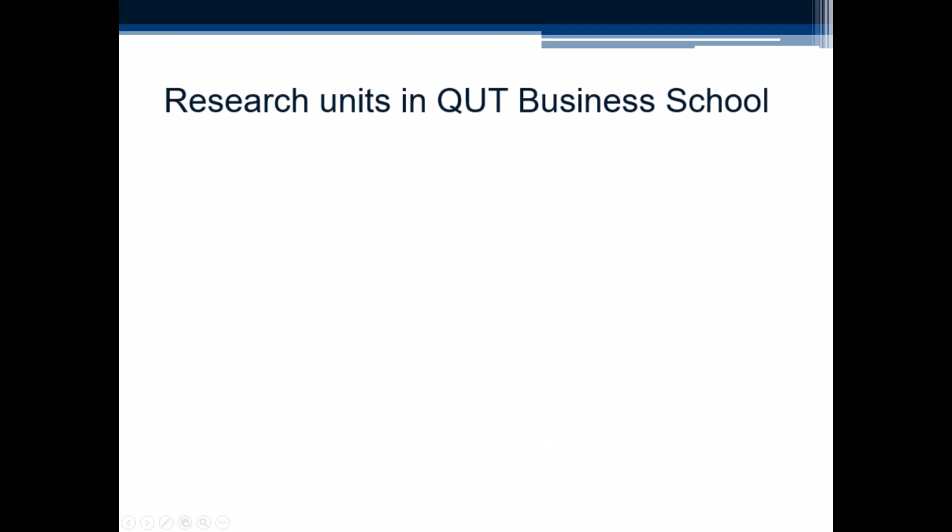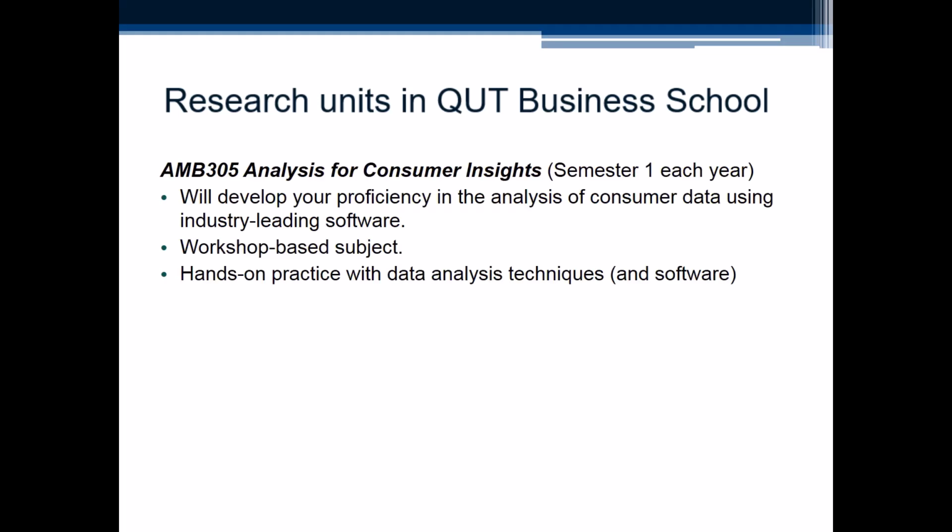If you are interested in pursuing a research pathway or want to learn more about research in general, we do have two relatively new units that now run within the School of Advertising, Marketing and Public Relations. They're at the third level, so they follow nicely on a unit like AMB 201. The first is AMB 305 and it runs in first semester of each year. We call this Analysis for Consumer Insights. This is a small workshop based subject that we run in a computer lab, and it generally has around 20 or so students, so it's a very small collegial group.